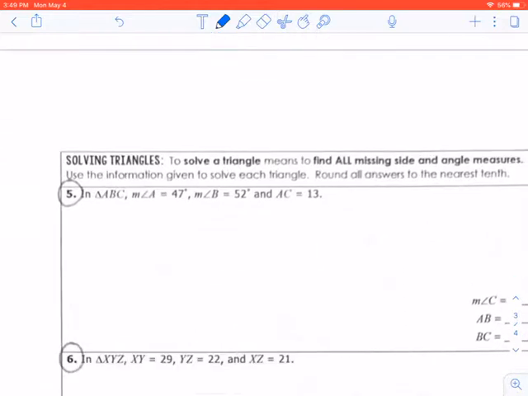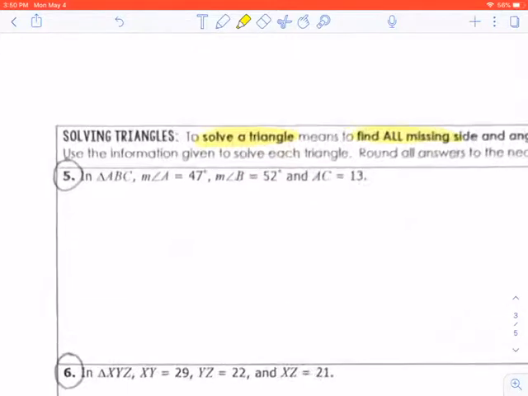Last couple problems, solving a triangle. To solve a triangle means you find all the missing sides and angles. So they're going to give you 3 pieces and you have to find the other 3 pieces. There's 6 total pieces, 3 angles and 3 sides. So depending on what they give you, there's the other 3 pieces you need to find, all of them.